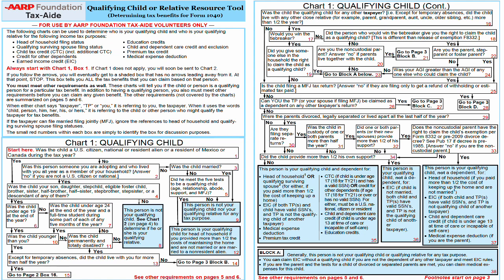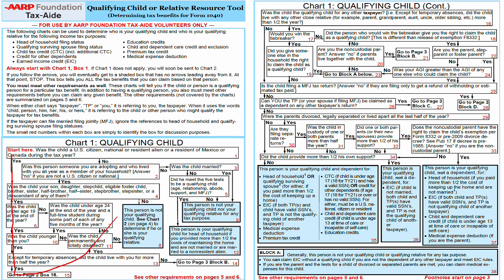We start here. Was the child a U.S. citizen? It says that they all were. Yes. Was the child your son, daughter? Daughter, yes. Was the child under the age of 19? Yes. Was the child younger than you? Yes. Except for temporary absences, did the child live with you for more than half the year? Answer is yes. Now we go over to page 2, box 16.